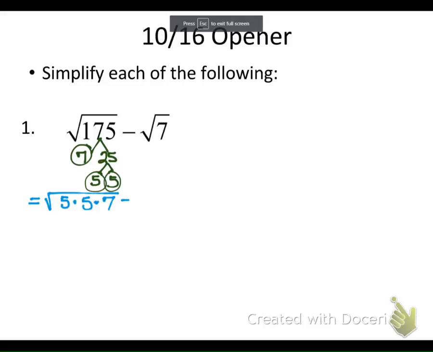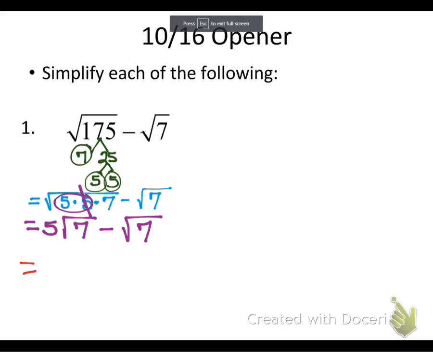Now when I go to rewrite the square root of 7, I have to make sure I still include that square root sign. Some people forgot to do that last week and left the square root sign off, which would then change your answer. Once I have my prime numbers written under my square root sign, what do I do? Darius? Circle the pairs. Yeah, circle my pairs. Then I drop down. What happens with my pairs? They become the coefficient. So I have 5 square root 7 minus what? Minus the square root of 7, right?